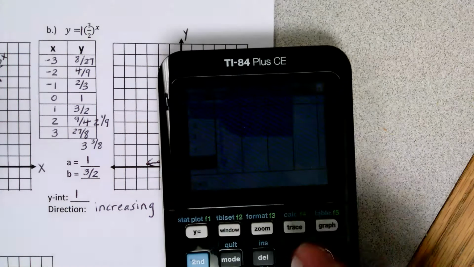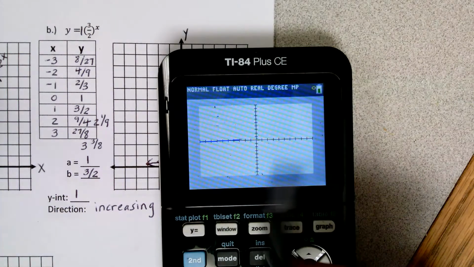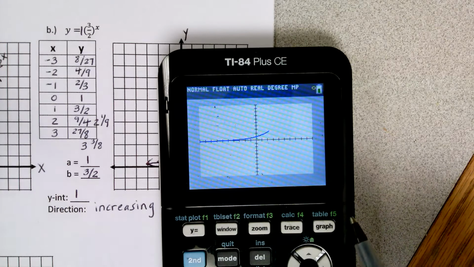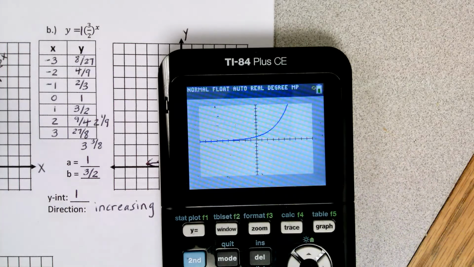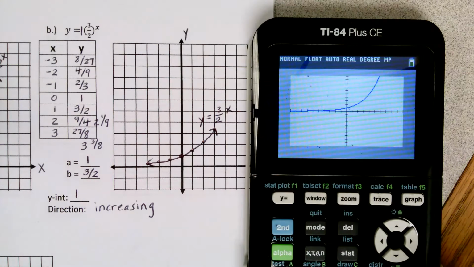And when you take a look at our graph, press graph, you will see that. It does look like this touches the x-axis, but if we zoom in very closely, you see it would get very close to the x-axis, but it never touches it. And that looks exactly like our graph.